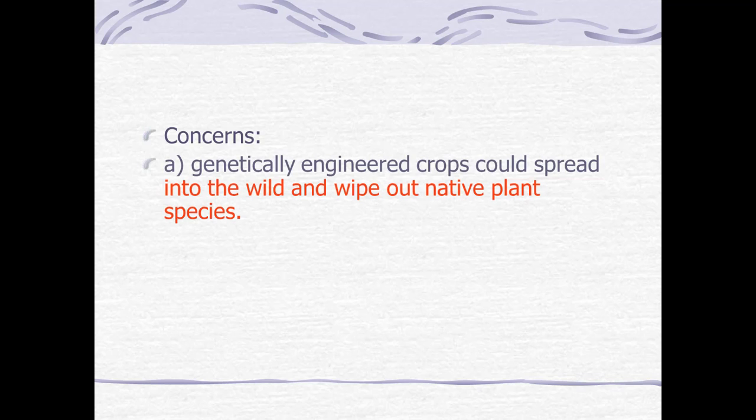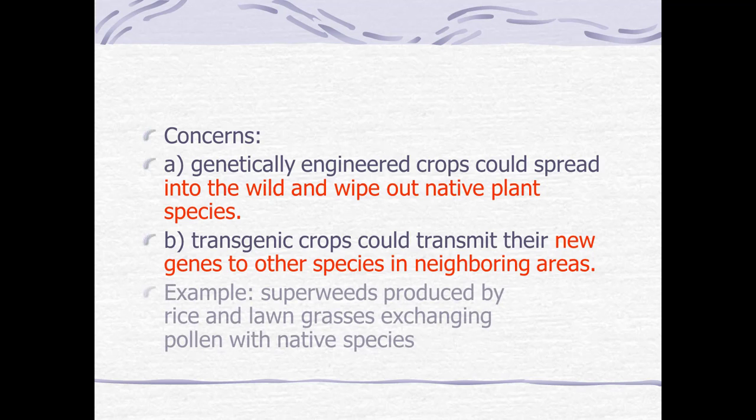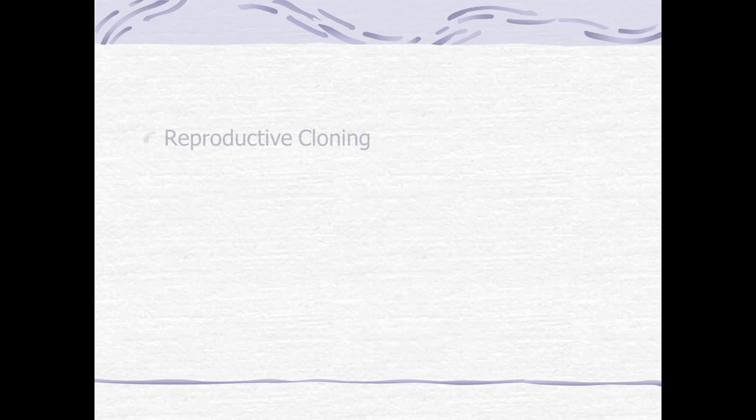Concerns: GMO crops could escape into the wild and wipe out native plant species. Transgenic crops could transmit their new genes to other species in neighboring areas. For example, superweeds produced by rice and wild grasses exchanging pollen with native species.